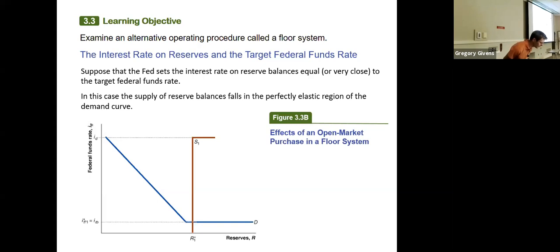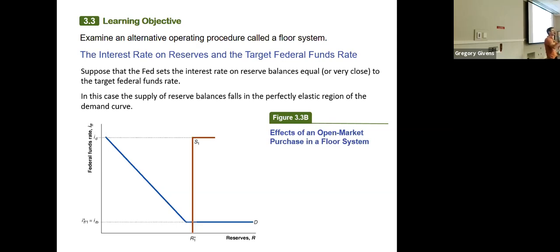Well, the equilibrium funds rate then is going to be simply equal to whatever the interest rate is on reserve balances, okay? Now, that's the key distinction between a floor system and a corridor system. In a corridor system, the funds rate is between the discount rate and the interest rate on reserve balances. In a floor system, the funds rate is just set at the interest rate on excess reserves.